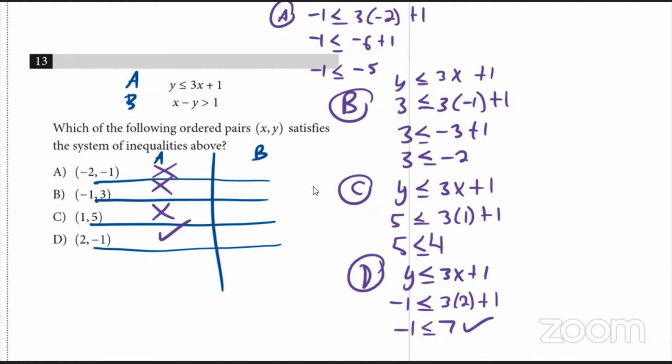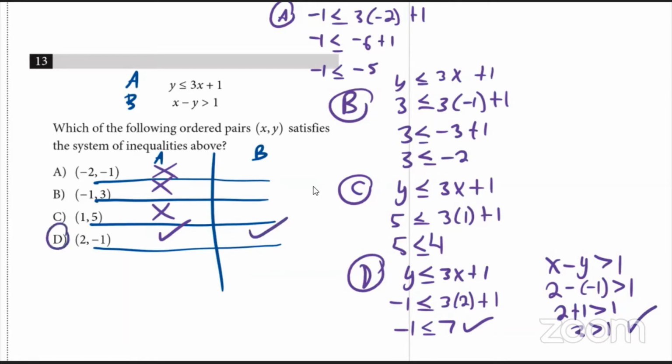Let's try inequality B, which is x minus y greater than 1. So plug in x is 2 and y is -1. So x is 2 minus -1, little double negative in there, which is intended to make the question more difficult, I would imagine. And the double negative, 2 minus -1 becomes +1. So 2 plus 1 greater than 1. And is 3 greater than 1? Indeed it is. And both inequalities checked out for answer choice D. And so for 13, the answer is D.